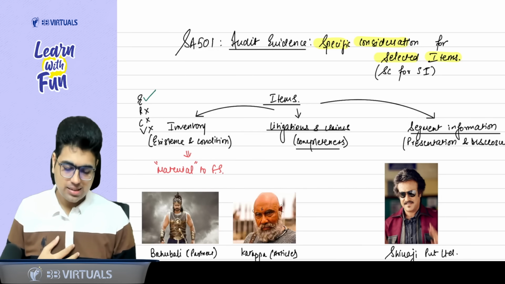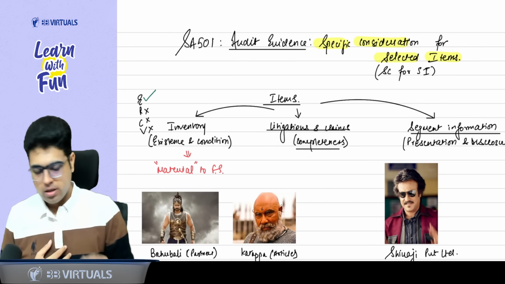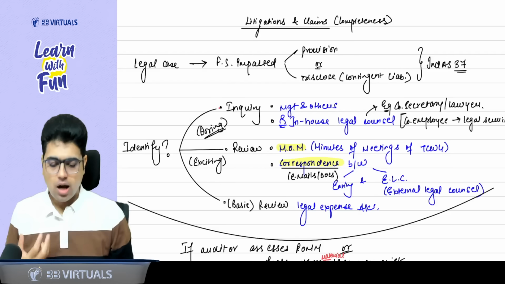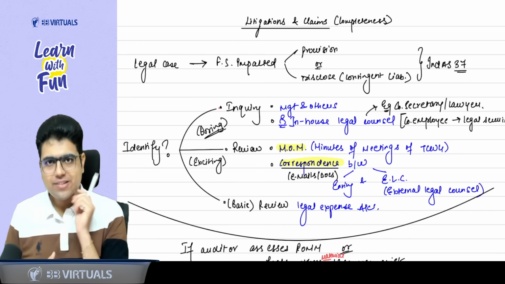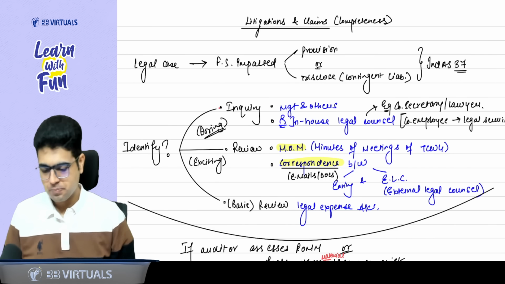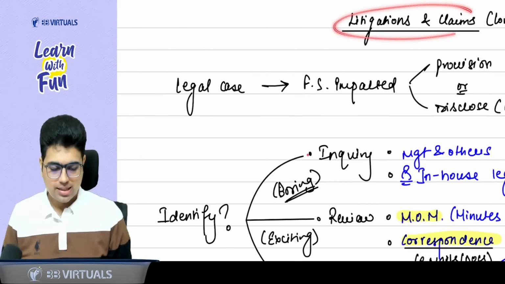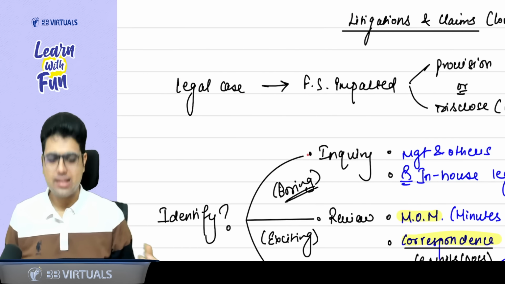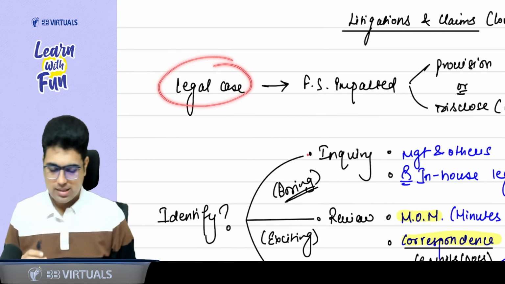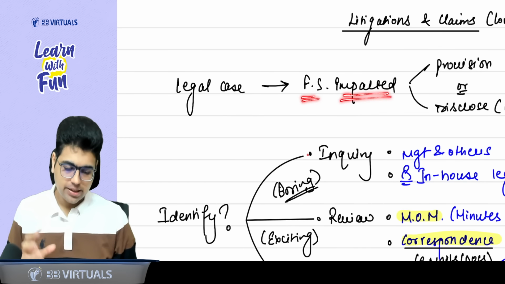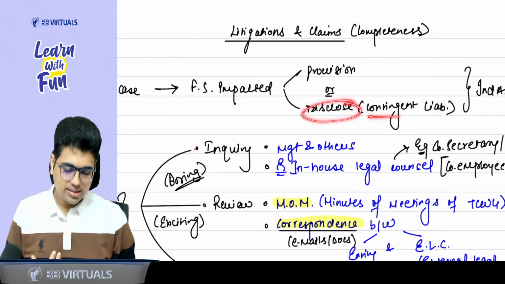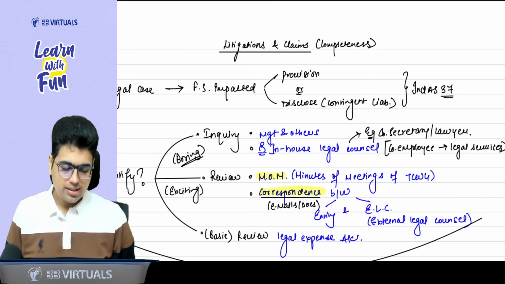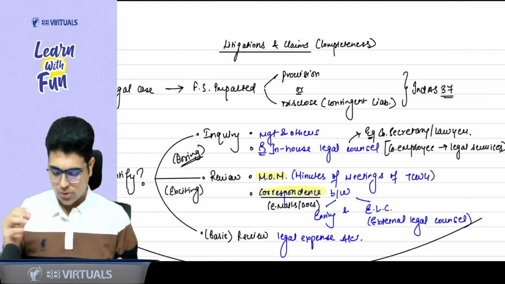What is the specific consideration? Completeness. Now, as an auditor, how do I get to know about the completeness of litigations and claims and what is the relevance in the financial statements? Let's understand. Litigations and claims means, in simple terms, legal case. If there is a legal case, how are the financial statements impacted? Either the legal case will require a provision, or it needs a disclosure as contingent liability. Where do we study this? In AS 37. Okay, sir.